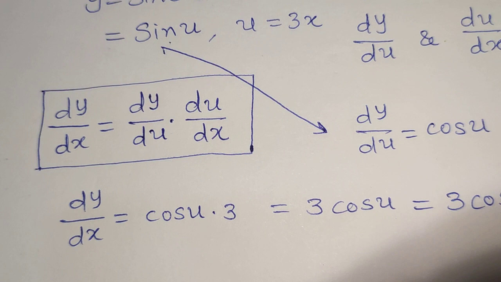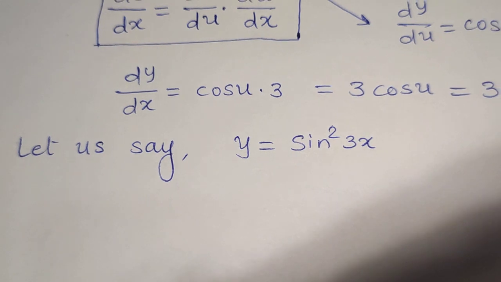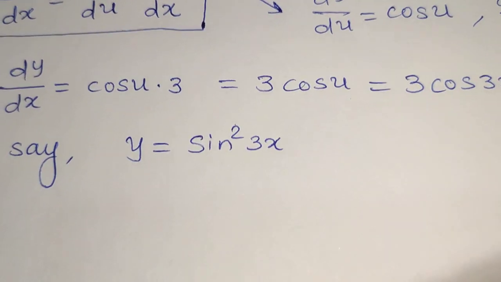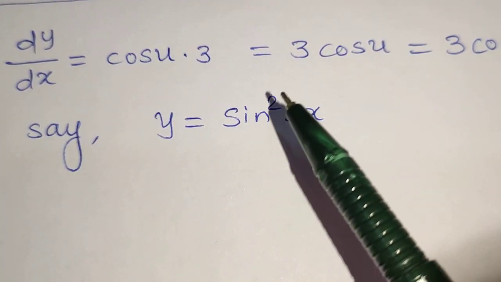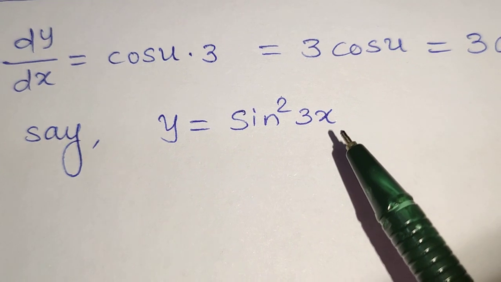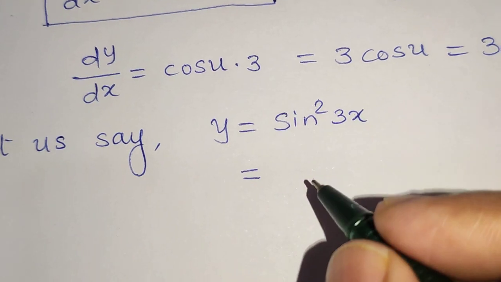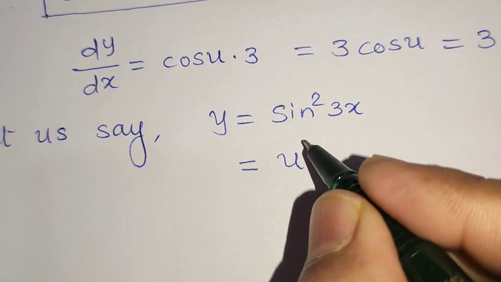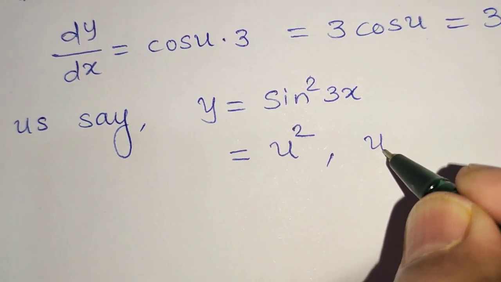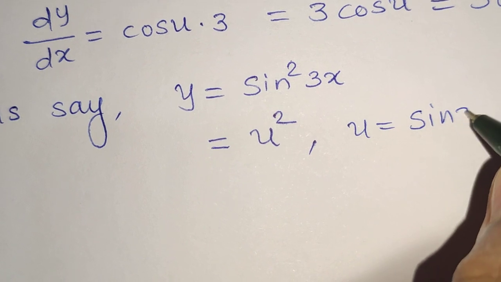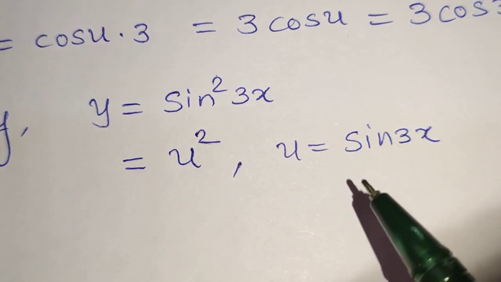Okay. Now what happens if we have more than two functions involved? Let us say we have y is equal to sine square 3x. Now what happens here? Some function square is there, sine is there, and 3x is there. So it involves three functions here. So we need to assume this sine square 3x as some function square, so let us say u square. Let us say u is equal to sine 3x.